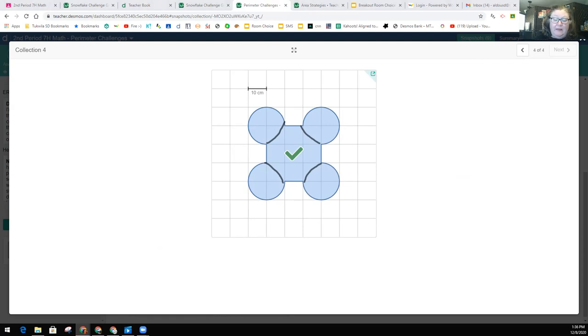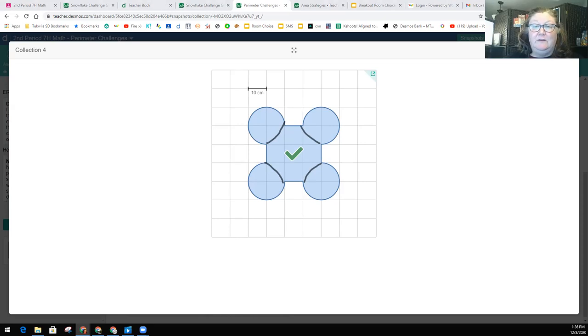But what we do when we have a form like that, that is not a basic shape, is we do need to break it up. So I'm going to switch over to my iPad so I can do a little bit of writing here.